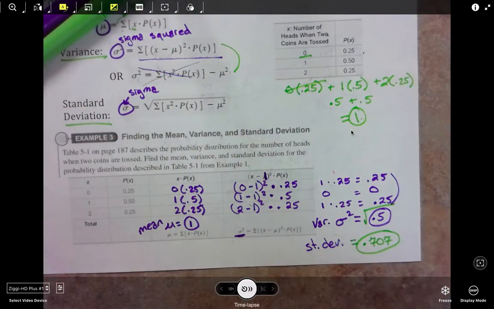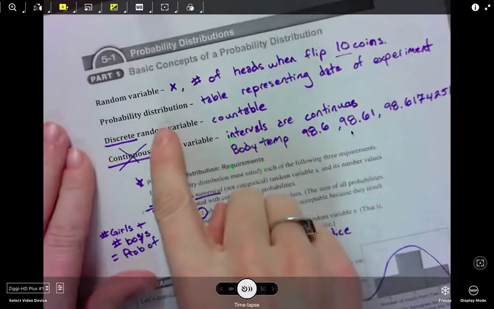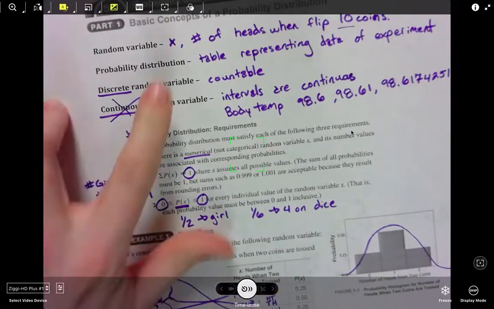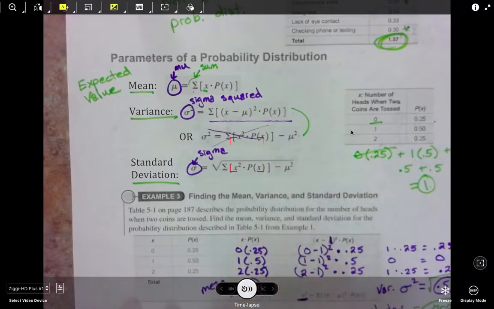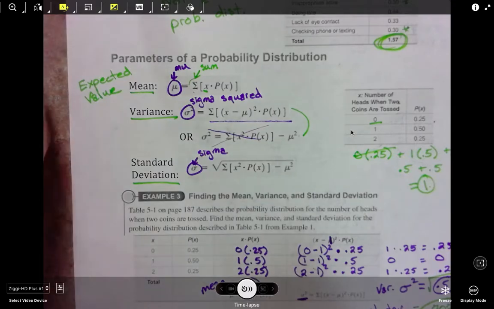So you have three homework problems. The first two are just telling whether they're discrete or continuous variables. So are they countable or are they continuous? And then the third problem is going to be the one that involves doing this procedure down here. Those are on paper, not online. You're welcome. So there you go. Get to working on those.